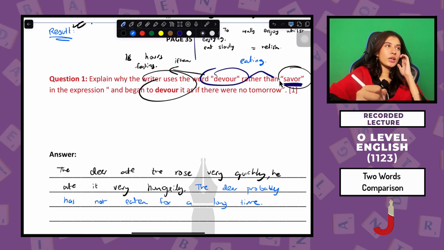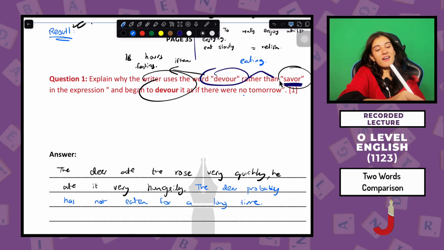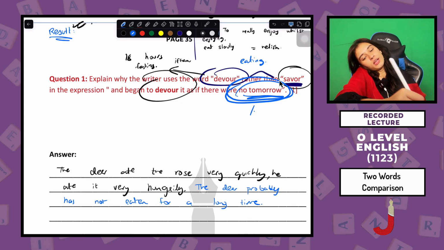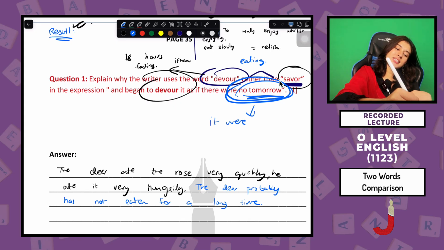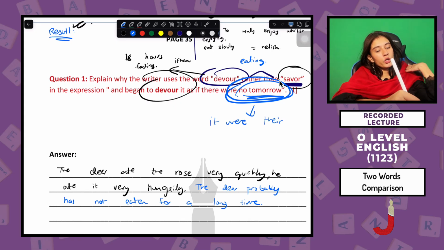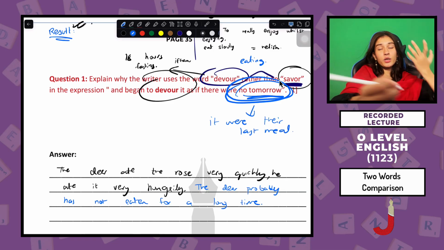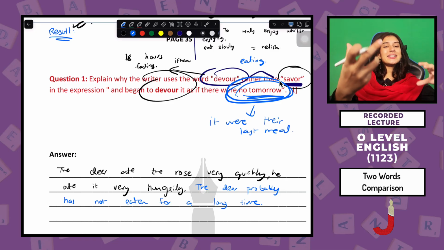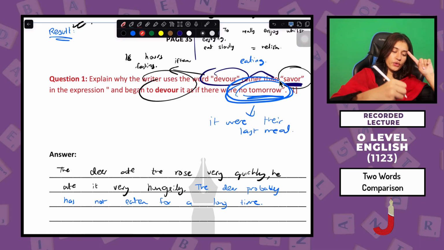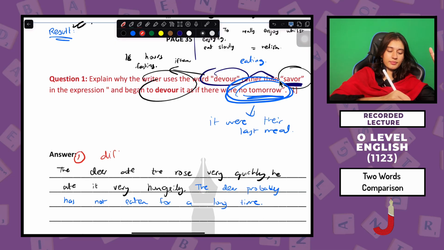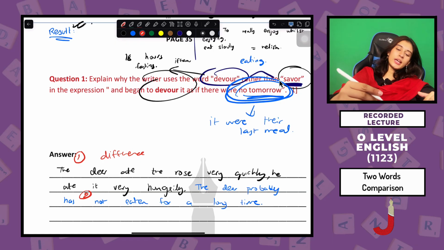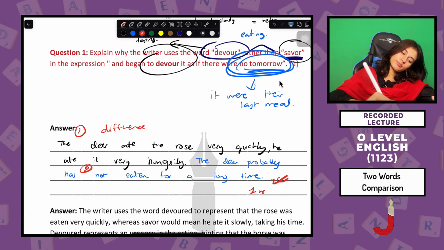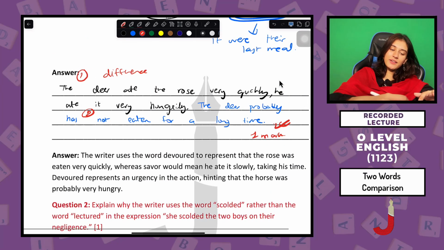They have not eaten for a long time because they are devouring it as if there were no tomorrow, as if it were their last meal. No tomorrow means that they're never going to get to eat again. So that is how you write your answer. First, you write your difference. Secondly, you talk about a result or reason, and that will get you 1 mark. This is the possible answer that I've written here.